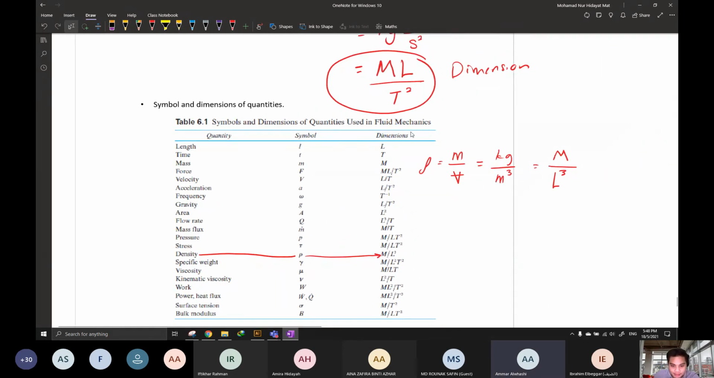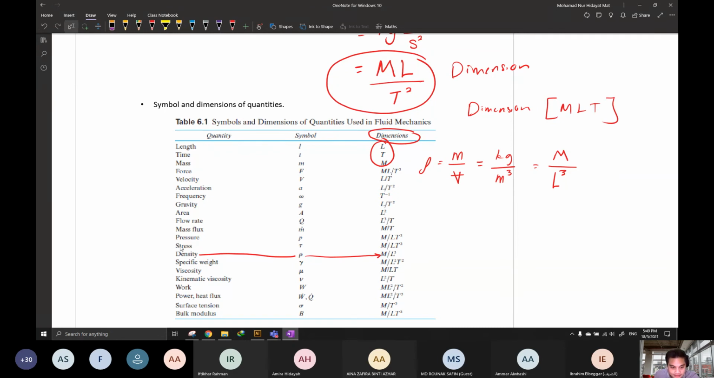Okay, this is the dimension. Please remember the dimension is in capital letters. The dimension for the length is capital L. For the time it is capital T. For the mass it is capital M. That's it. You need to remember this, the dimension MLT. You need to know the MLT system. That's it: mass, length, and time.